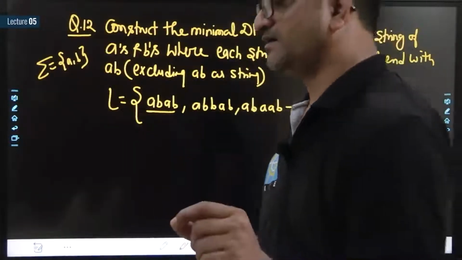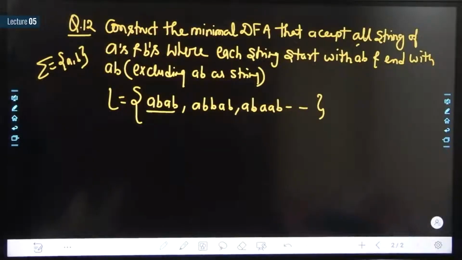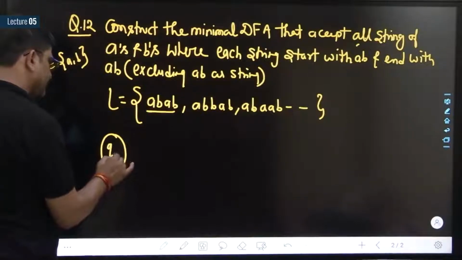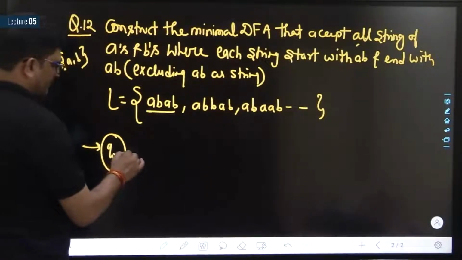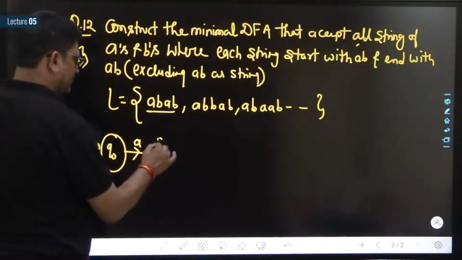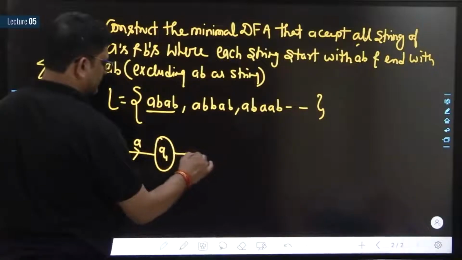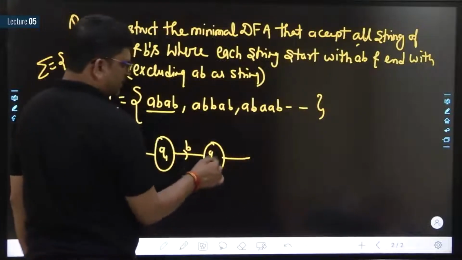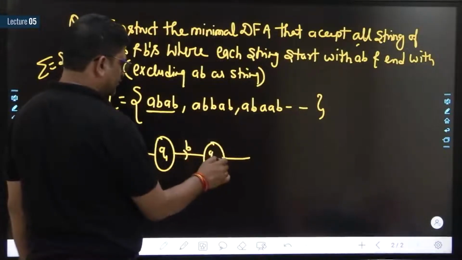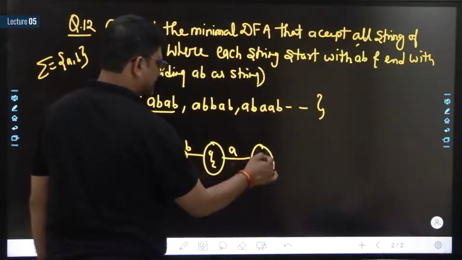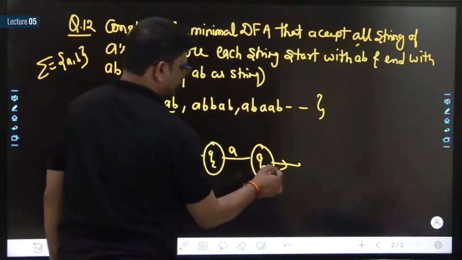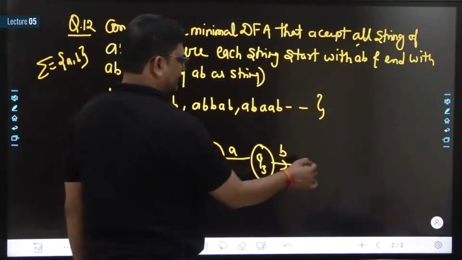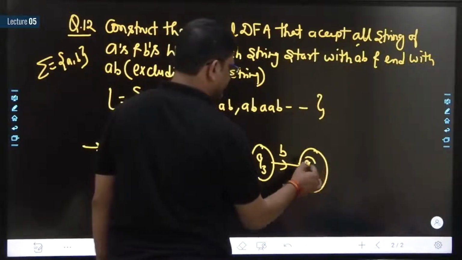After that, we make a DFA. Clear? Q naught is the initial state. A, Q1, B, Q2. On state Q2, we read A, goes into the next state Q3. We read B on state Q3, we go into the final state Q4.